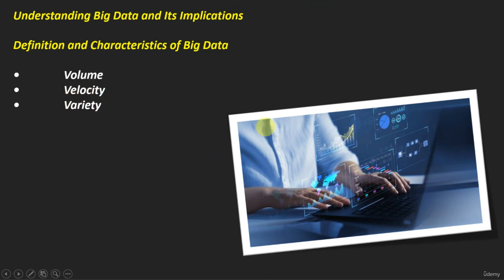According to the volume, we can say the sheer amount of data that's being generated is immense. From website traffic to sensor readings, businesses are collecting petabytes of data every day.